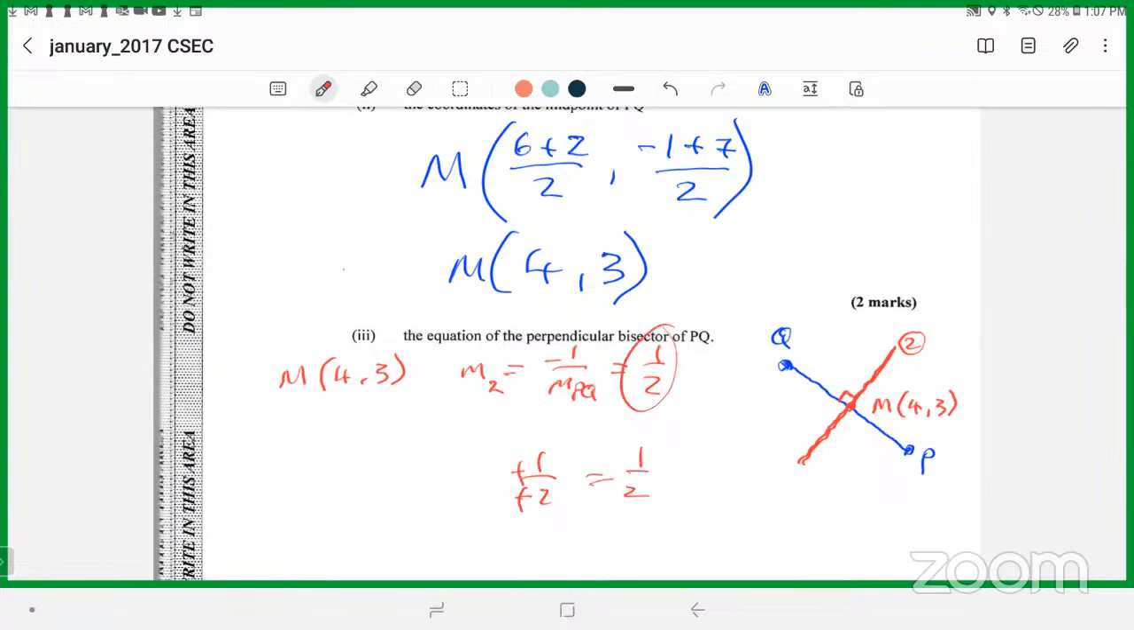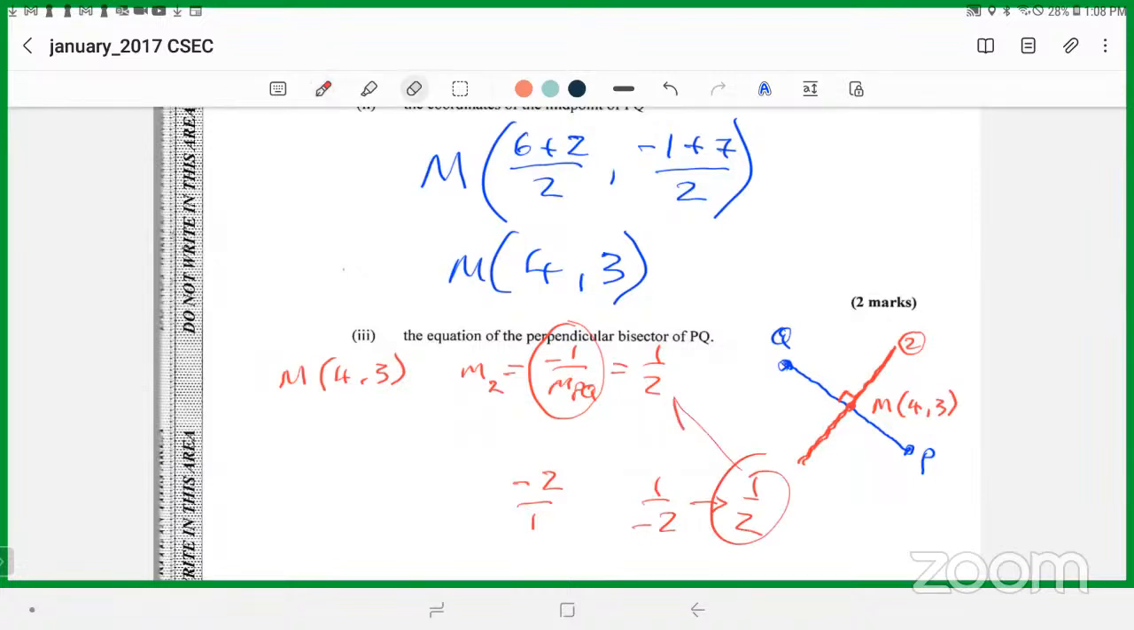So that's how we get the half. Or put another way to do this calculation, we can flip the negative 2 gradient that we have and change the sign. This negative 2 is the same as negative 2 over 1. If we flip it, it's going to become 1 over negative 2, and then we change the sign afterwards to a half. And that's another way we can get the half. So any way you want to look at it, the perpendicular gradient is a half.